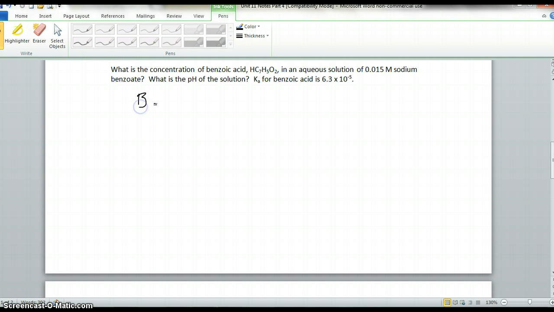So benzoate is a base, and I know it's a base because it doesn't have hydrogen in the front. Anytime you see any compound given to you and hydrogen is not the first element, assume it's a base. So it's a base plus water, and it's going to give you HB+, which in this case is going to be benzoic acid, because benzoic acid would have gained an H from benzoate, and OH-.